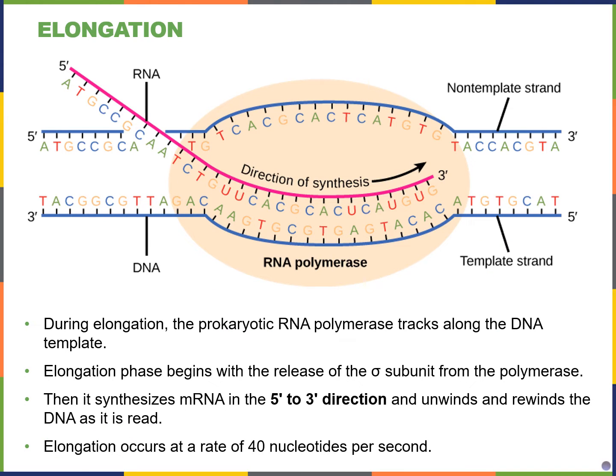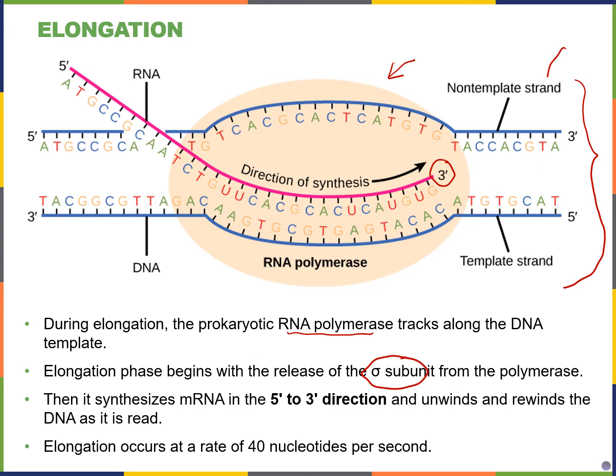After initiation, we have elongation, and here the RNA polymerase just keeps moving down the template strand of DNA. This process starts with the release of the sigma subunit from the RNA polymerase, and that's why you don't see that subunit that we saw in the previous picture. The messenger RNA, again, is synthesized in the 5' to 3' direction as it unwinds the DNA double helix.